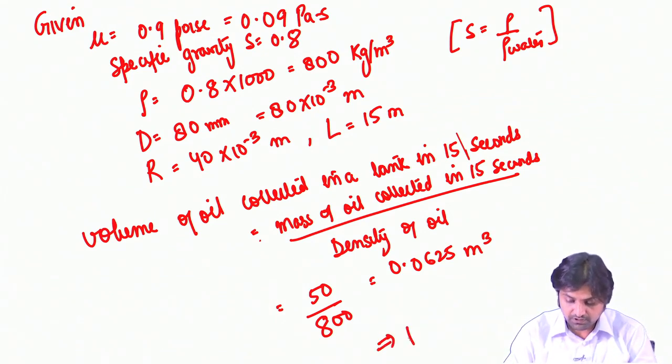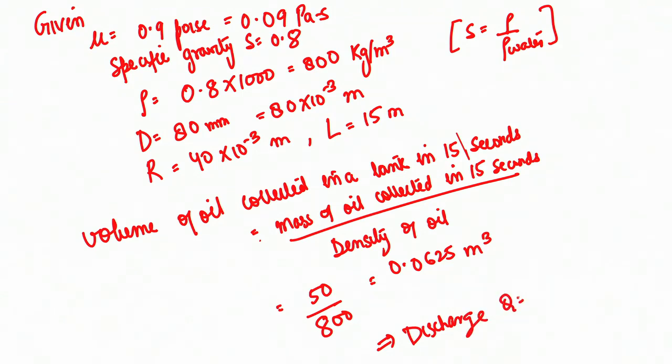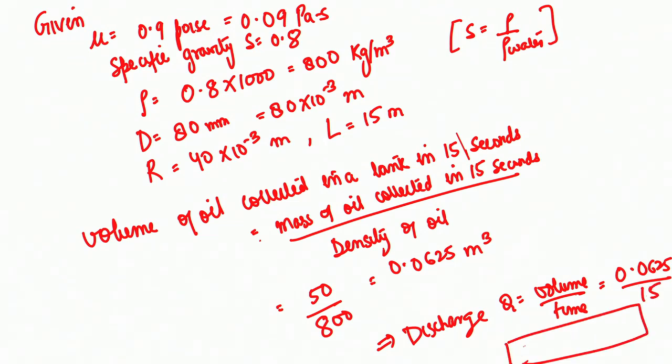Therefore, discharge Q is equal to volume by time, equal to 0.0625 divided by 15. Q is 4.17 into 10 to the power minus 3 meter cube per second.